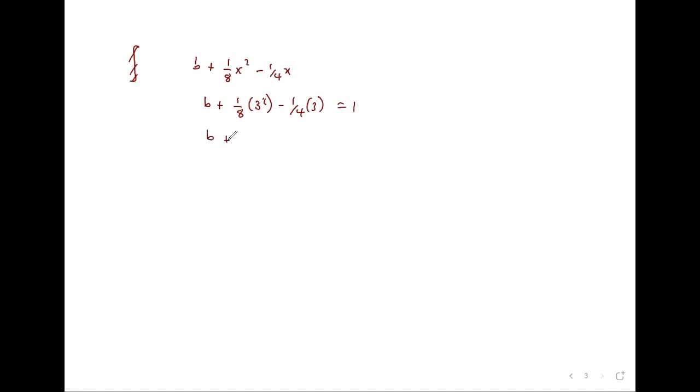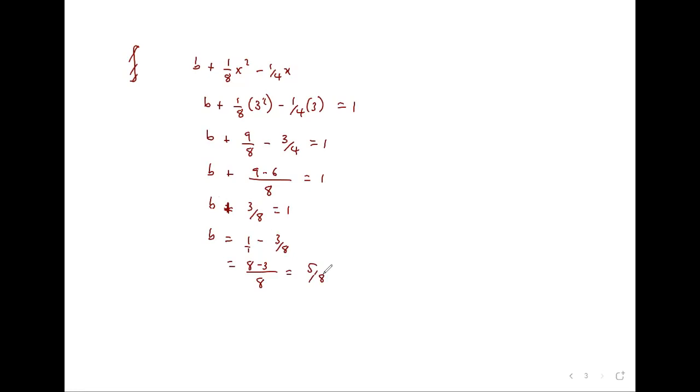So we have B plus 9/8 minus 3/4 is equal to 1. That is B plus, 8 down, we have 9 minus 6, which is 3/8, is equal to 1. So B is 1 minus 3/8, which is, 1 in 8, we get 8 minus 3, which is 5/8.